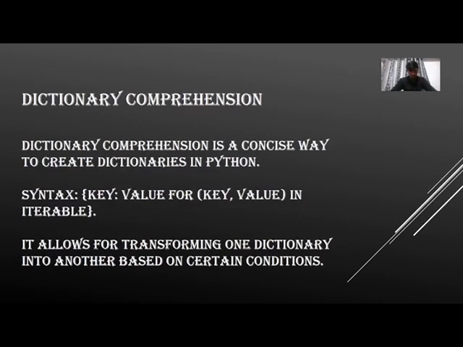Dictionary comprehension. Dictionary comprehension is a concise way to create dictionaries in Python. Syntax is {key: value for key, value in iterable}. It allows transforming one dictionary into another based on certain conditions.